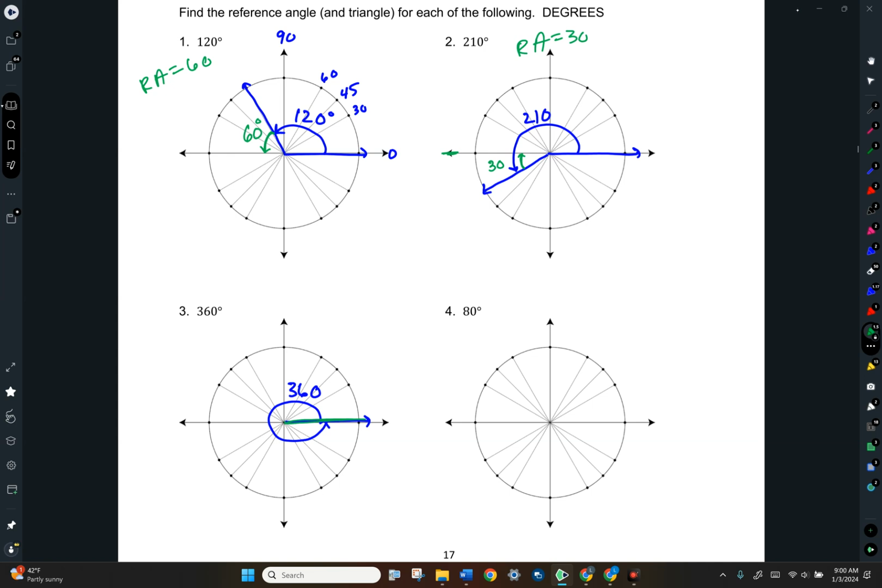Well, the closest x-axis is the one that it's laying on. So do you see that there is no reference angle? So we would say that the reference angle is 0 degrees.